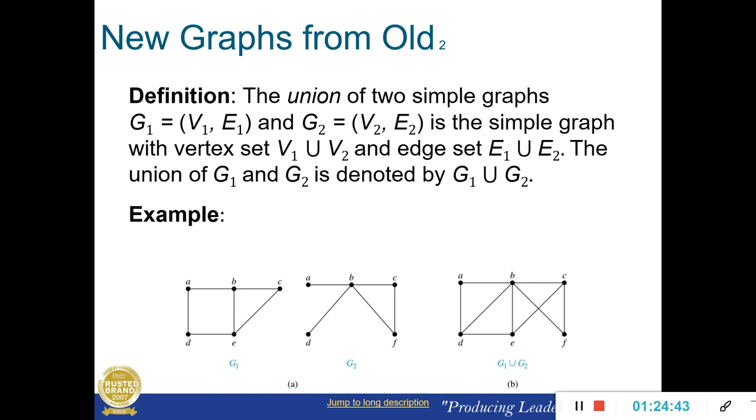And also you can take the union of graphs. The union of two simple graphs, G1 with vertex set V1 and edge set E1, and graph G2 with vertex set V2 and edge set E2, is a simple graph with vertex set V1 union V2 and edge set E1 union E2. The union of G1 and G2 is denoted by G1 union G2. So you have your G1 and you have your G2. If you take the union, you have A and D here, and then you have B and E here, C and E, and so on. So this is G1 unionized with G2.